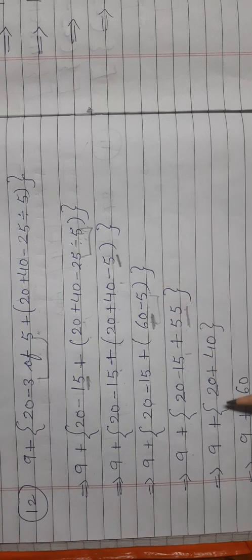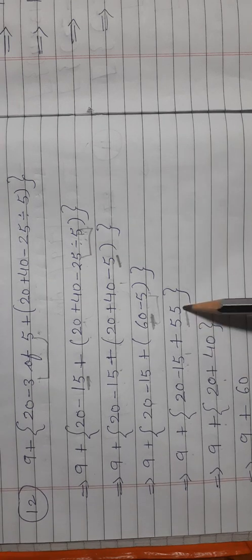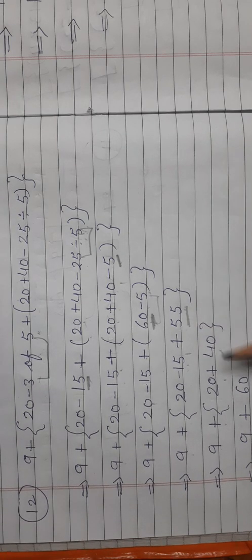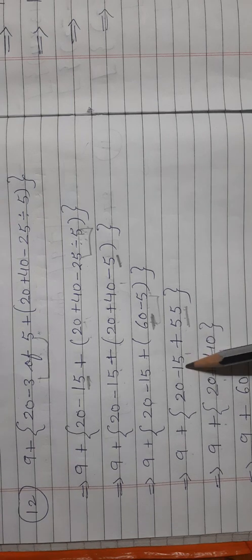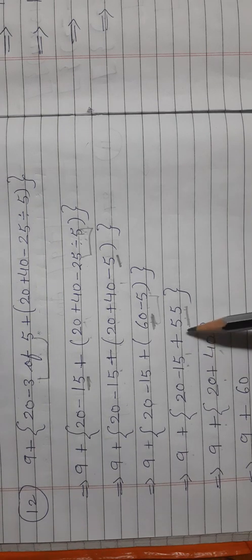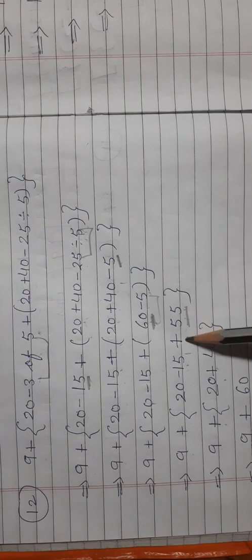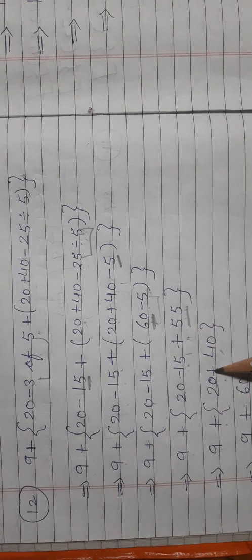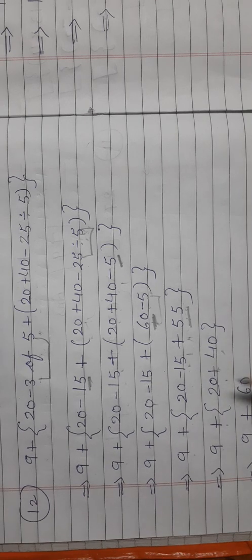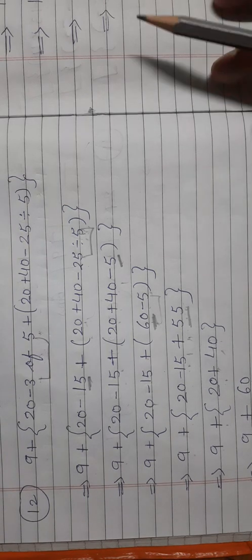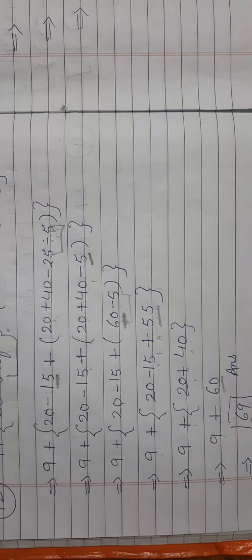First we 9 plus 20. When 15 is subtracted from 55 we will get 40, and 55 is larger than minus 15, and 55 has a plus sign, so we have to put plus. Now 20 plus 40 is equal to 60. Now 9 plus 60 is equal to 69.